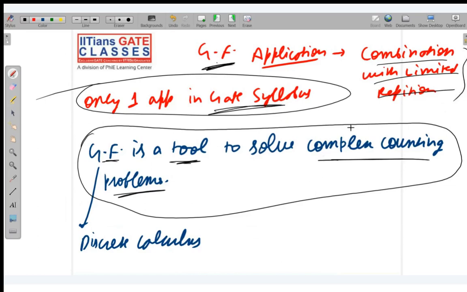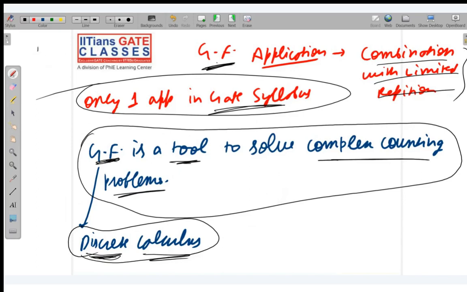I have told you that with generating functions. Actually, generating function is also known as discrete calculus. You already know integration and differentiation, which have lots and lots of applications everywhere, in physics, in chemistry, everywhere you have seen it. Same is the scenario here. Integration and differentiation are continuous calculus, but this is a discrete calculus. We are studying discrete mathematics, right? That's why discrete calculus.